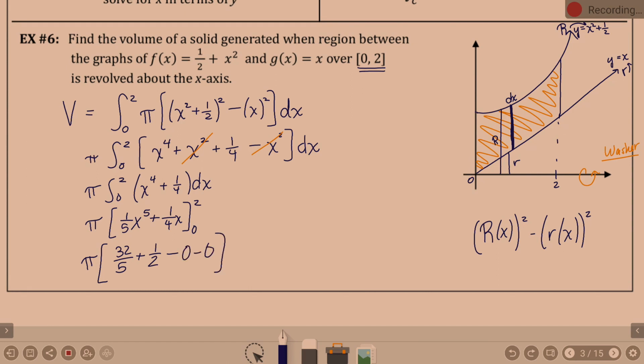Did you at least confirm that in your brain? Even if you don't write it down, did you at least confirm it? So all I need to do is add 32 fifths and 1/2. Common denominator of 10. So 64 tenths plus 5 tenths. 69 pi over 10.